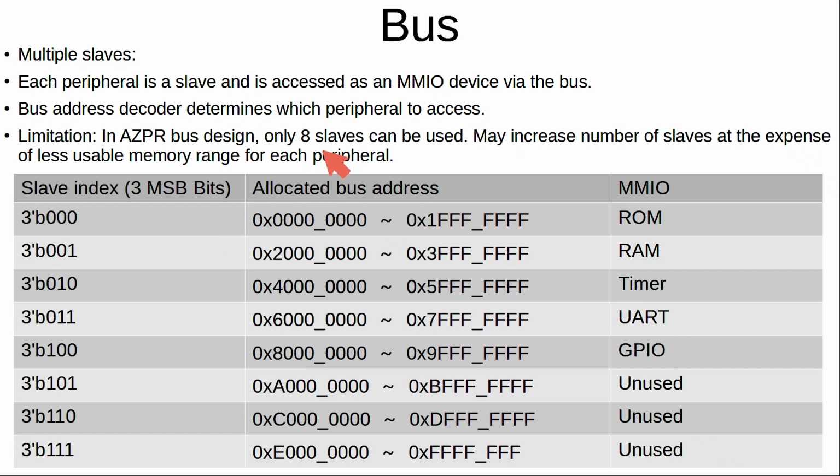So for the 8 slaves, we are not using all of them. As you can see, the last 3 are unused. And we connect the ROM, RAM, timer, UART and the GPIO to it. For the slave index, we are taking the 3 most significant bits from the 32-bit address.